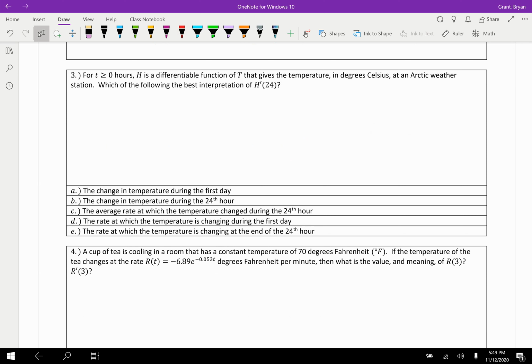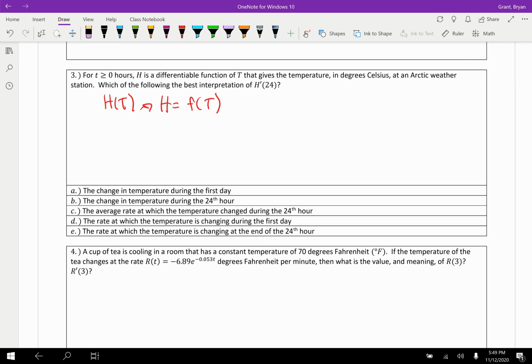All right, h is differentiable. That means we're able to take the derivative everywhere. It's a differentiable function of t. So they're giving us h of t. And so again, I like to rewrite it as h is some function of the input t. What is the following best interpretation of h prime of 24? Well, h prime means the derivative of h with respect to t.